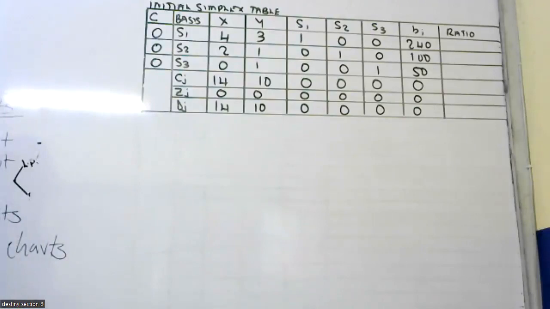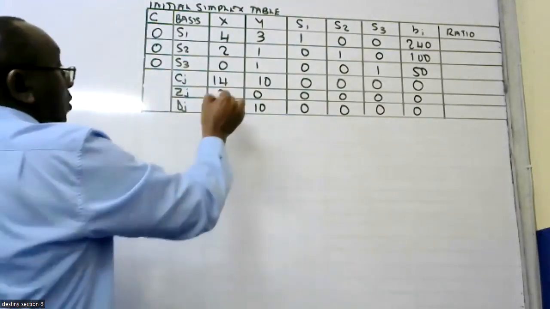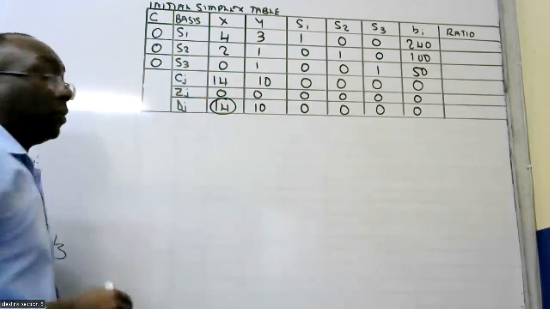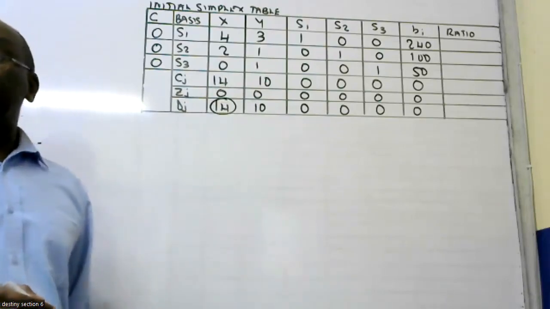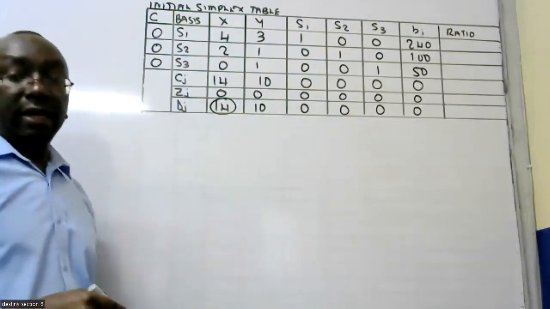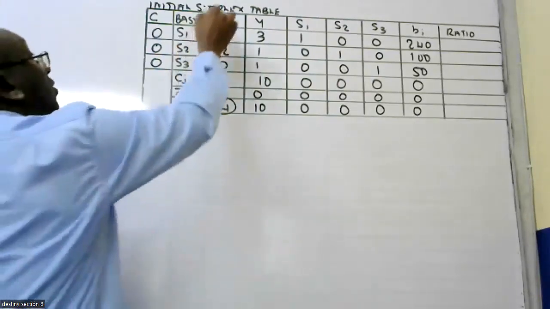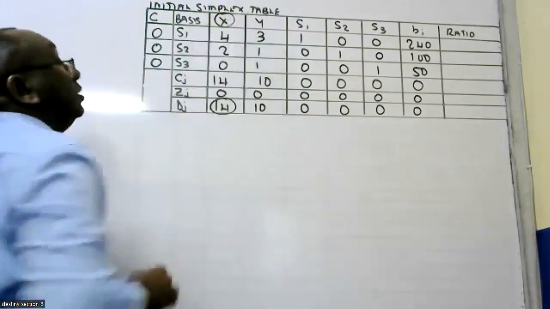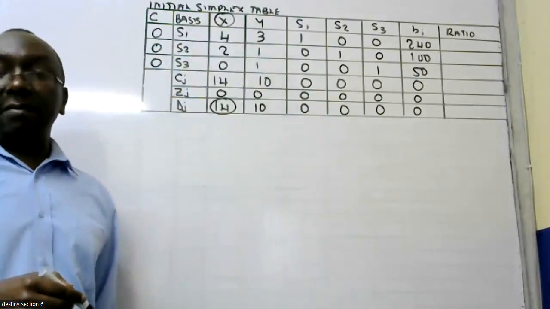So as you can see, the table is not optimal. So I told you, you pick the highest. The highest is this one. And when you pick the highest, that one we said is called the key column. And this value here, we say it is called the incoming.